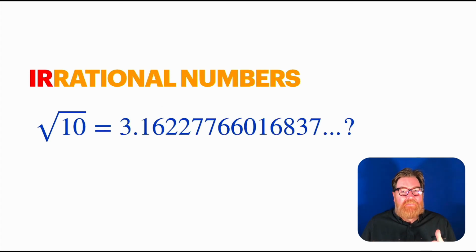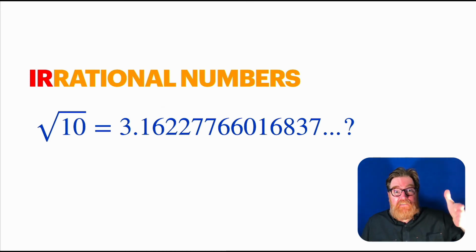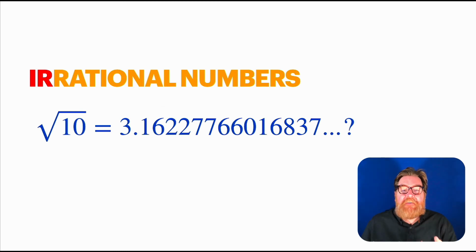The decimal version of square root of 10, look at that, 3.162277666016837 dot dot dot. But that dot dot dot's a little different than the dot dot dot we had before, where it was like, oh, you mean just keep putting threes forever? Like 3, 3, 3, 3, 3, 3, 3. This one, we don't know what's coming next. That's why I put the little question mark there. In fact, this decimal goes on forever.